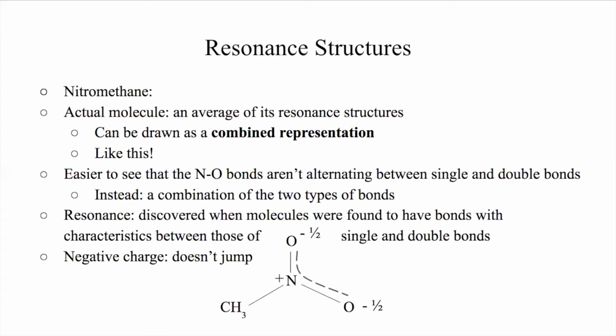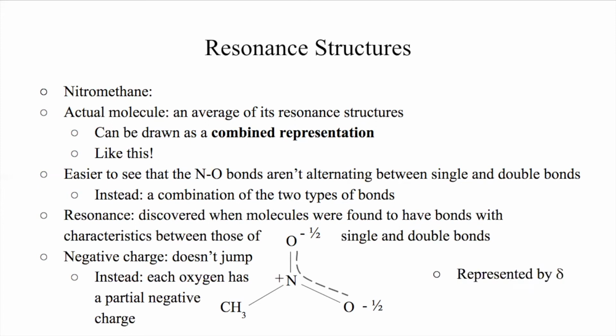In fact, resonance structures were discovered when molecules with double and single bonds were found experimentally to have bonds of equal length and strength, not as long as a normal single bond, and not as short as a normal double bond. Similarly to the bonds, the negative charge isn't jumping from oxygen atom to oxygen atom. Instead, each oxygen atom has a partial negative charge. This is represented by a lowercase delta.